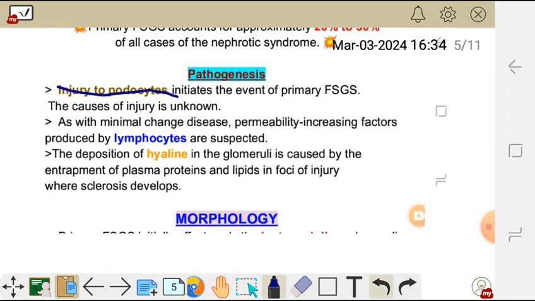We have an injury, and then we're going to have hyaline deposition in the foci, and we also have protein and lipids deposition there, and the end result is a scar. That is why it is sclerosis.